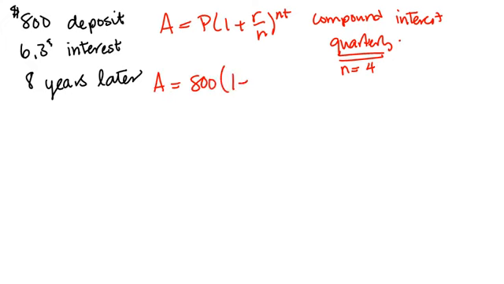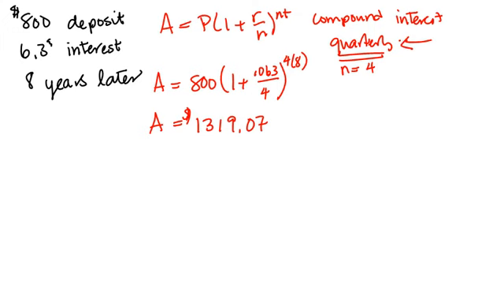So it's $800. The interest rate is 0.063, calculated over 4 periods, and it's 4 times 8 because we're in there for 8 years. And if you pick up a calculator and figure that out, you'll get that your final deposit is now worth $1,319.07.